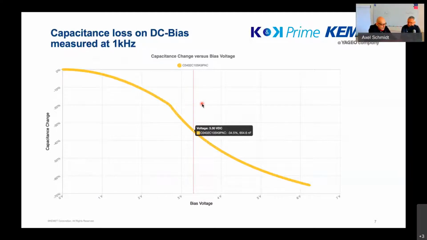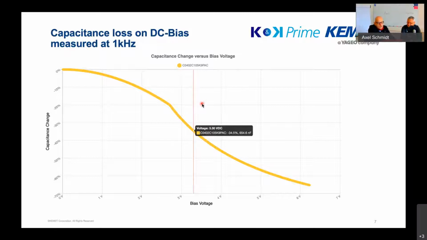Nearly all major players in the market have some kind of information in the meantime. Here on the x-axis is the bias voltage, and on the y-axis you see the capacitance change for a certain component. We chose a 1 microfarad, 6.3 volt part. With the typical 3.3 volt on the 6.3 volt component, the loss is about minus 35.5%. That means from the 1 microfarad, 650 nanofarad is left over. But this is actually measured at 1 kilohertz and 1 volt RMS.